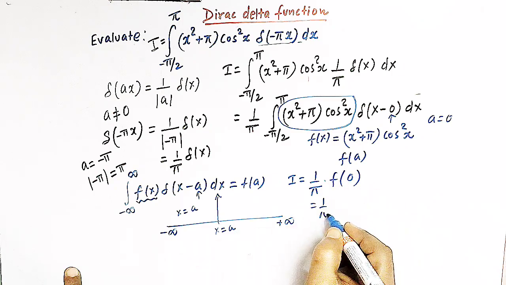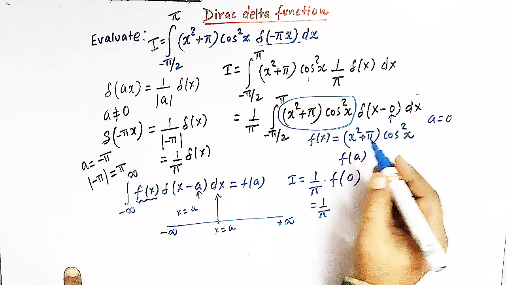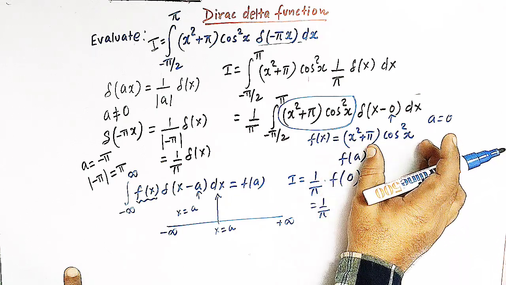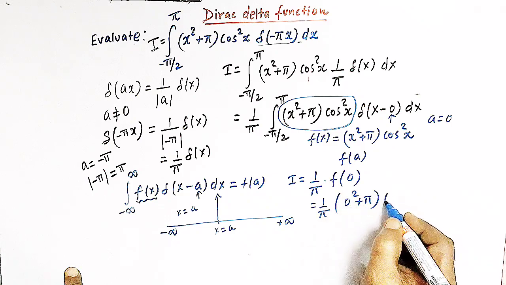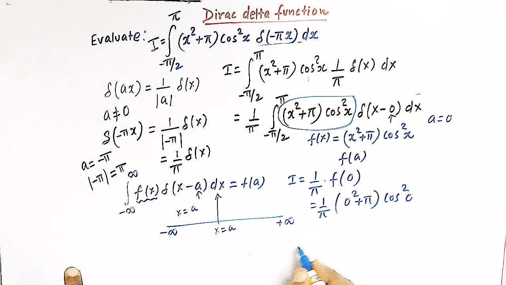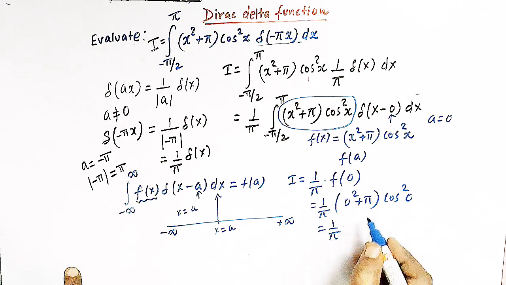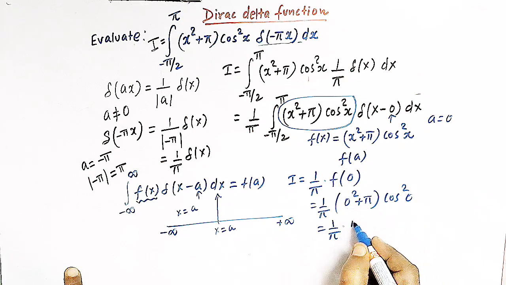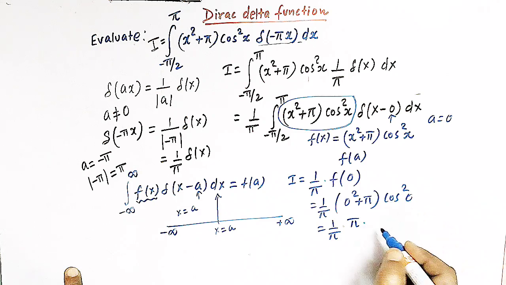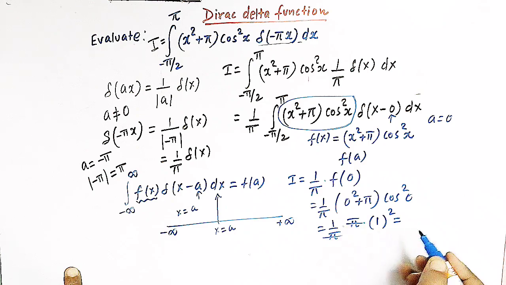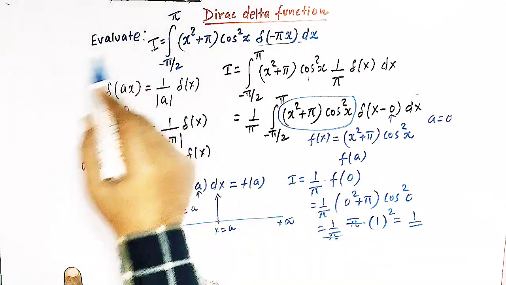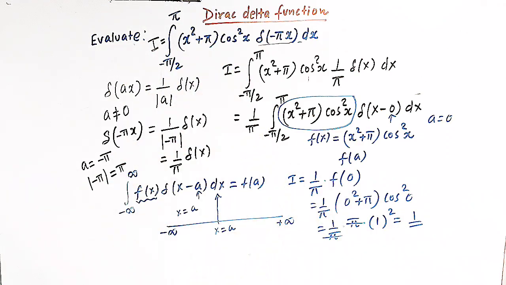Now we can find out the value of f of 0 by simply taking x equal to 0 in this function. So we have 0 square plus pi, and then we have cos square 0. So we have 1 over pi times this. This is simply 0 plus pi, that is pi, and cos of 0 is 1. So we have 1 square. Now here pi and pi get cancelled, so we are simply left with 1 square, and 1 square is 1. So the value of this integral is equal to 1.